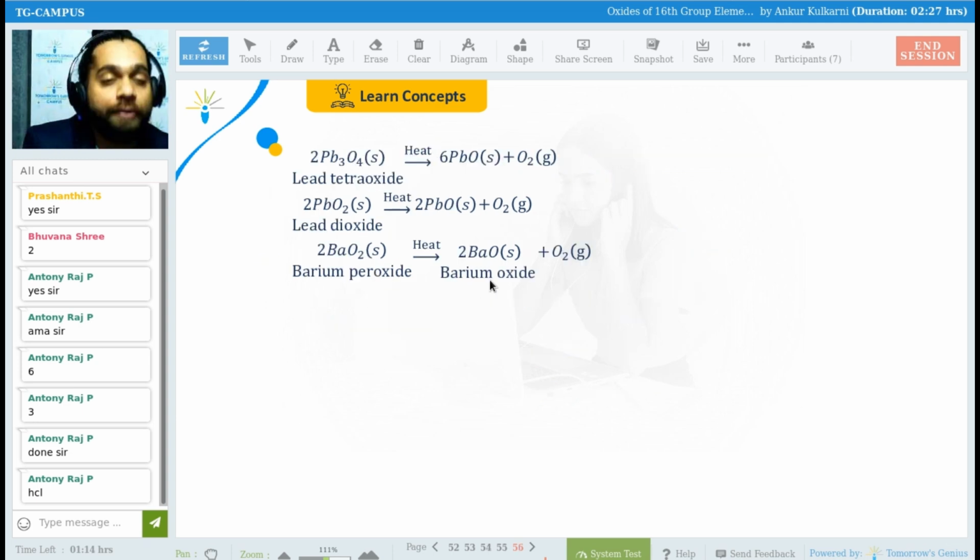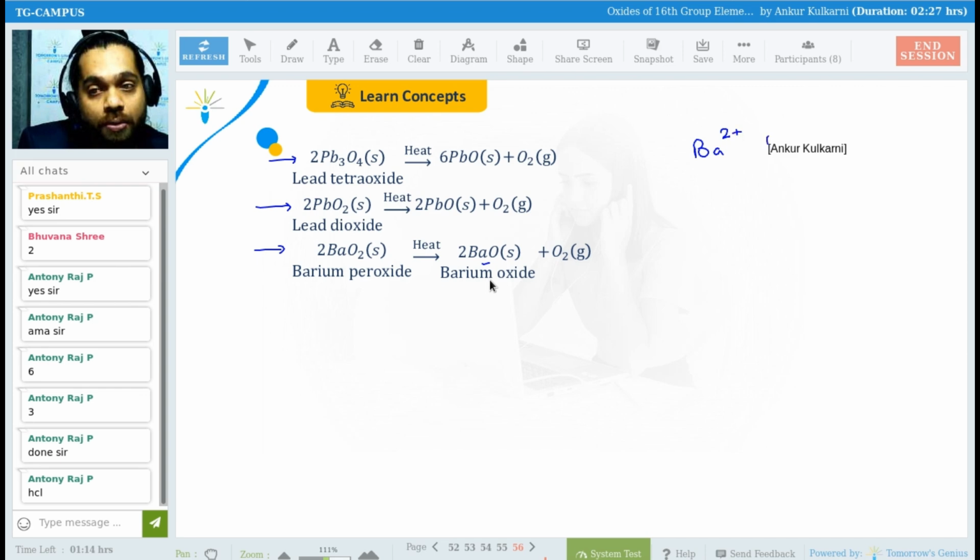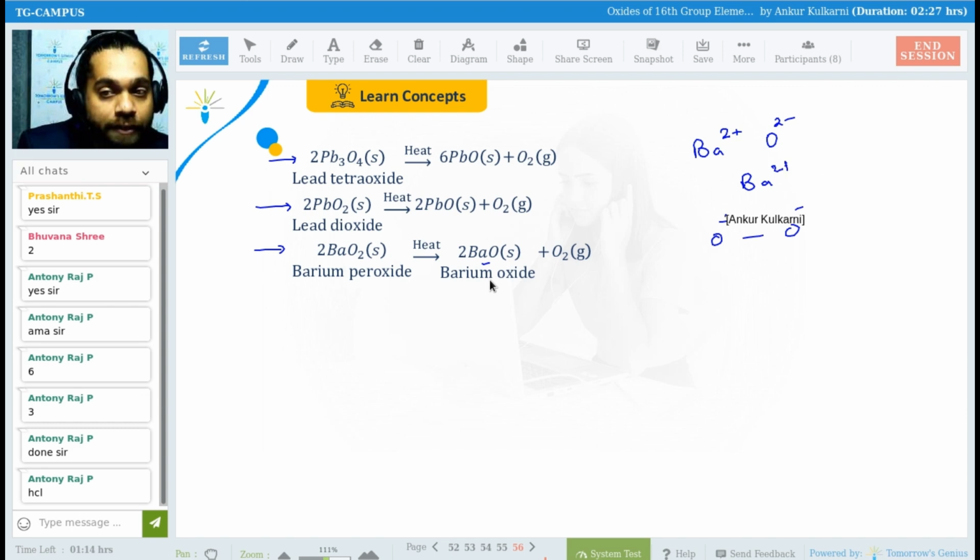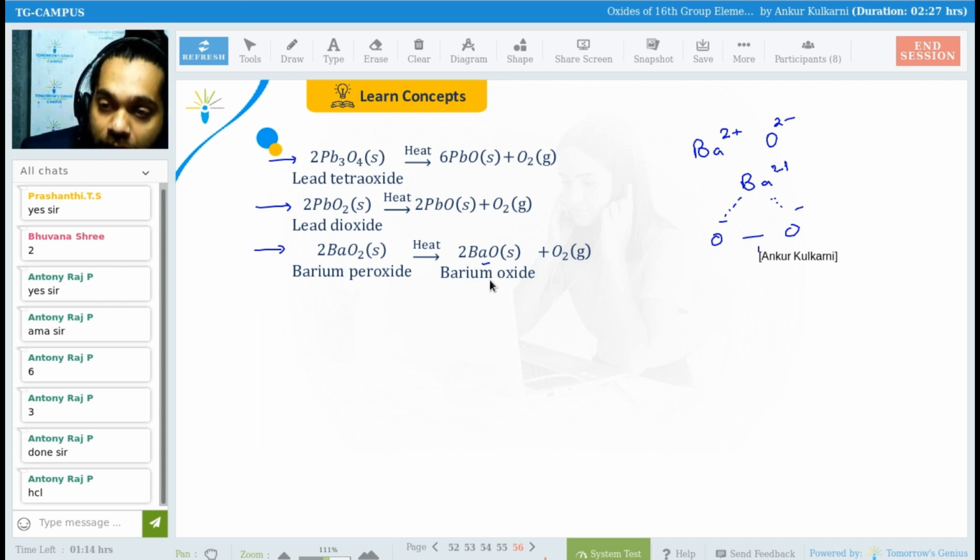Look over here again. Lead tetroxide, lead dioxide, barium peroxide. If I heat them, see, oxides means what? In barium oxide, I have Ba2 plus and O2 minus. What is barium peroxide? I have O minus, O minus, both of them stabilized by Ba2 plus. Are you getting it, everyone? So this is again a peroxide linkage. That is why this is barium peroxide. Again they are oxygen rich.